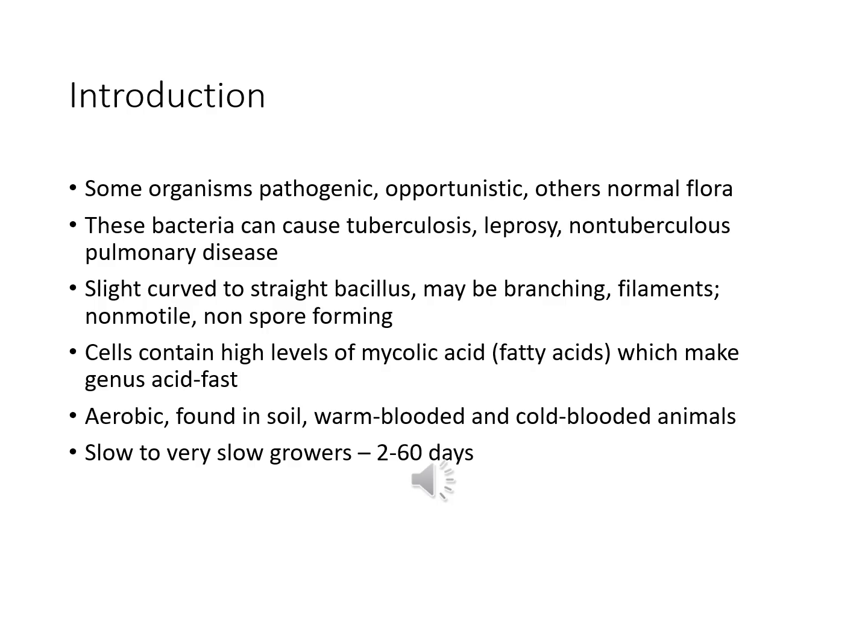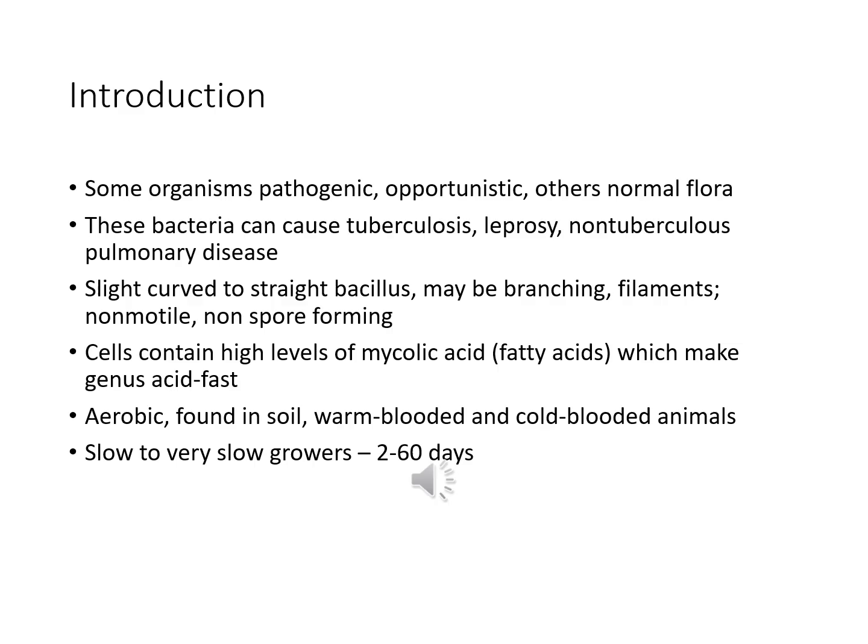So with acid-fast bacillus, or AFBs, some of these species are pathogenic, others are opportunistic, and others are considered normal flora. These bacteria can cause tuberculosis, leprosy, and non-tuberculosis pulmonary disease. They are typically slightly curved to a straight bacillus. They may be branching. They may demonstrate filaments. They are non-motile and non-spore forming.